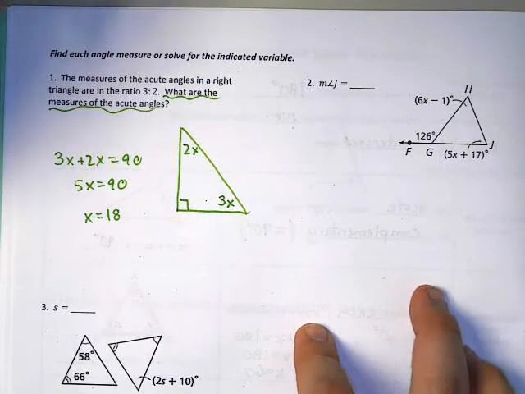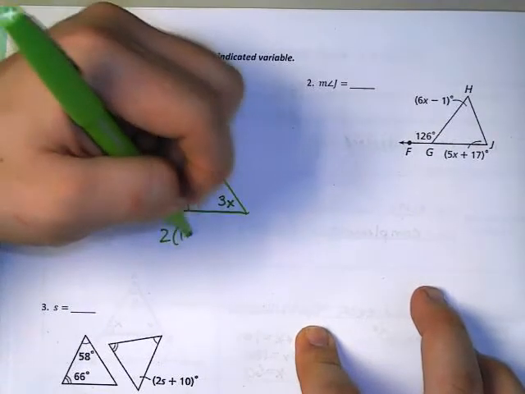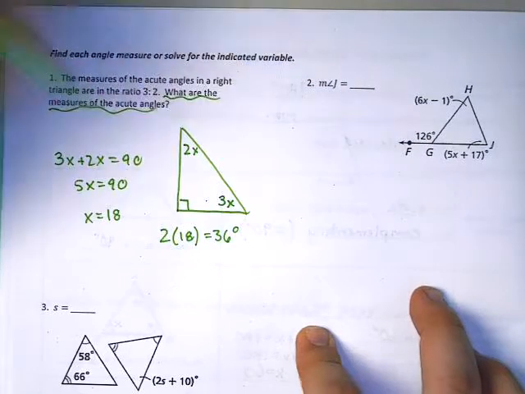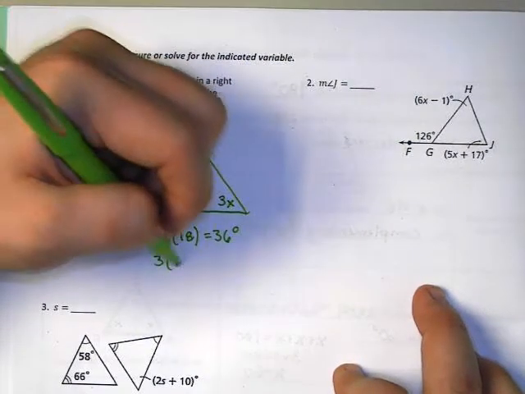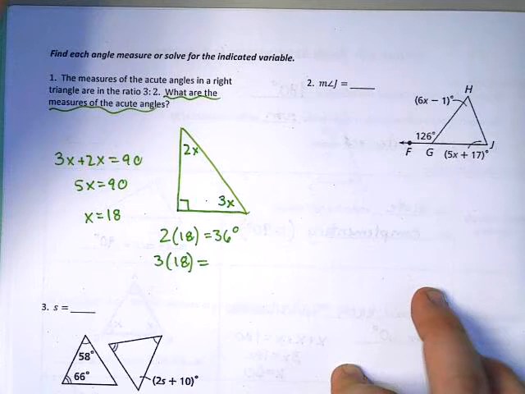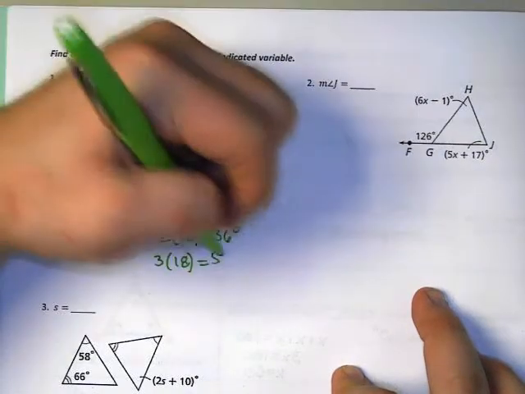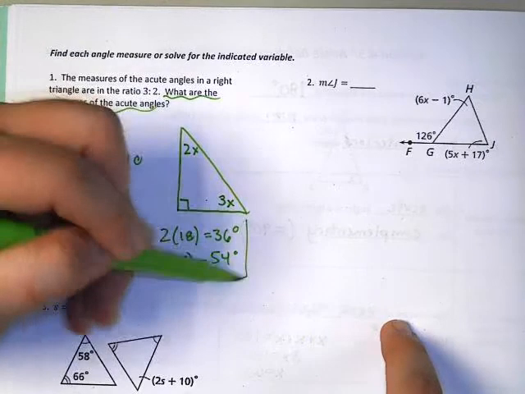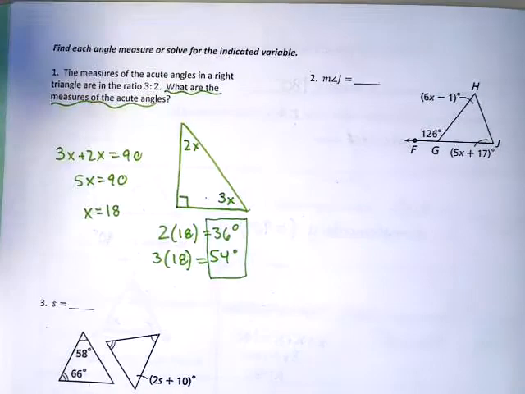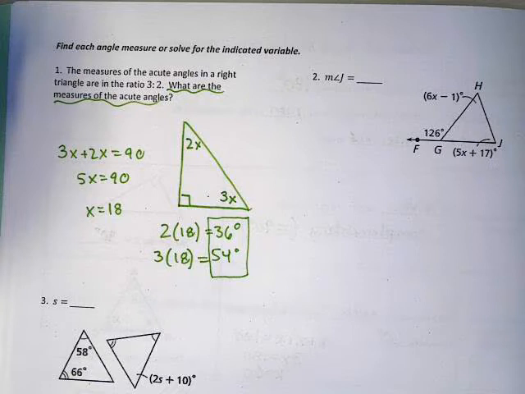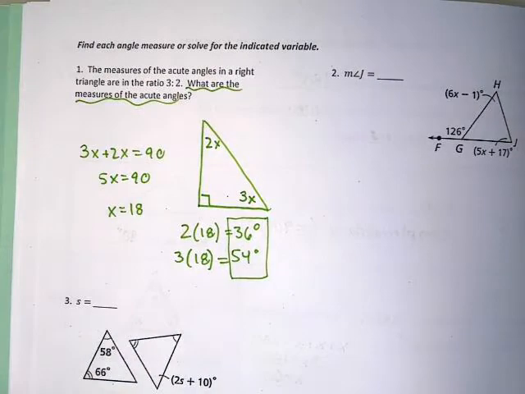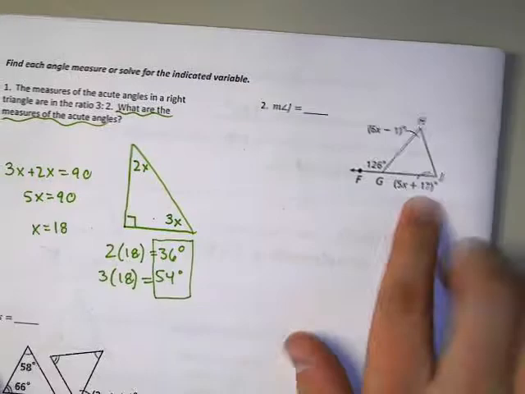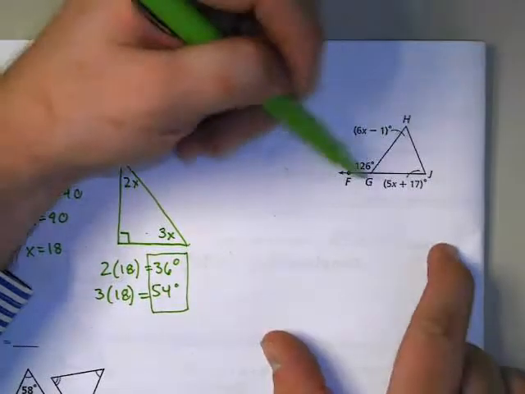Well, we gotta plug it in. So we have 2 times 18 is 36 degrees. We have 3 times 18 is, what is that, 54 degrees. And hopefully you guys noticed that if we went back and checked, those would, in fact, add up to 90. So we are good to go. Okay? Now in number 2, if you notice, we have an exterior angle, right?